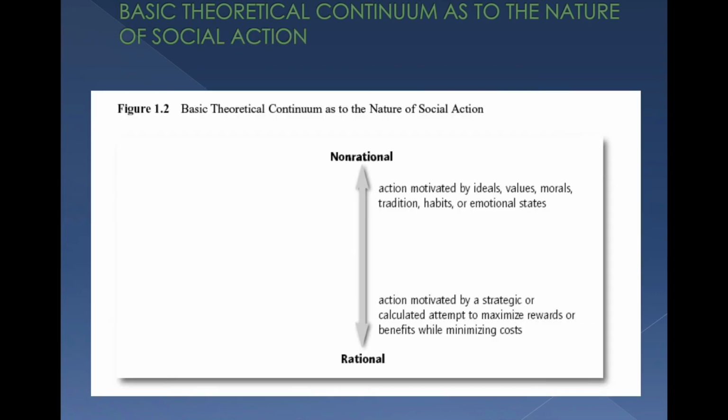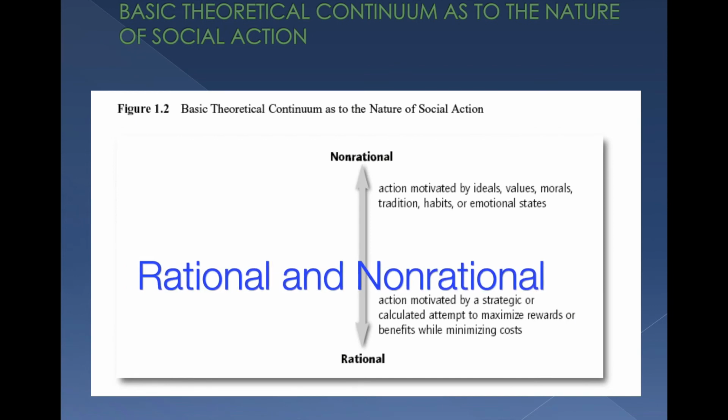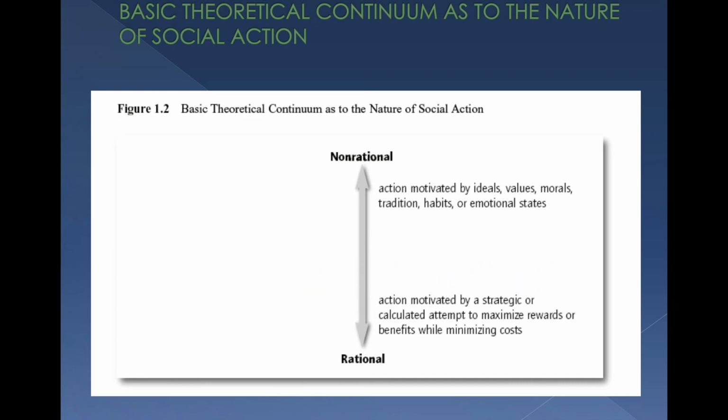The other dimensions to begin thinking about are the rational and irrational. Action is primarily non-rational when it's guided by values, morals, norms, and traditions. Rational actions are motivated primarily by the attempt to maximize rewards while minimizing costs. Now keep in mind, theorists may lean more toward one side of the continuum than the other, but they're never purely one or the other.